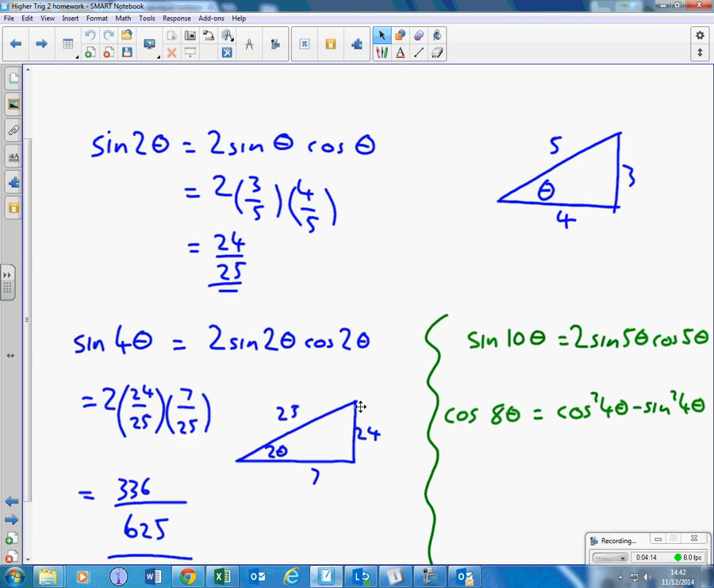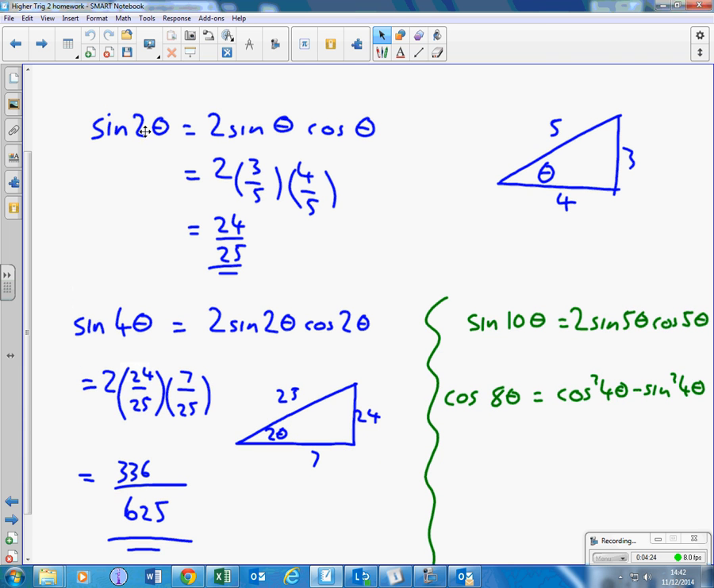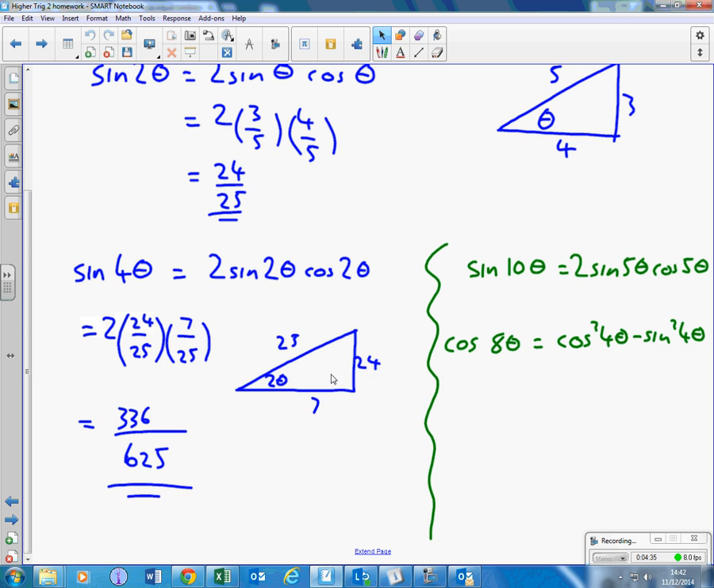So how does that work on our question? Well, sin 4 theta, well half of 4 theta is 2 theta, so sin 4 theta is 2 sin 2 theta cos 2 theta. We know the sin of 2 theta is 24/25ths. So if the angle's 2 theta, the opposite over the hypotenuse will be 24 over 25. Now again, use Pythagoras to calculate this missing side, or we just might know that 7, 24, 25 is a Pythagorean triple. So then the cos of 2 theta would be 7/25ths. So again, 2 times sin 2 theta times cos 2 theta.